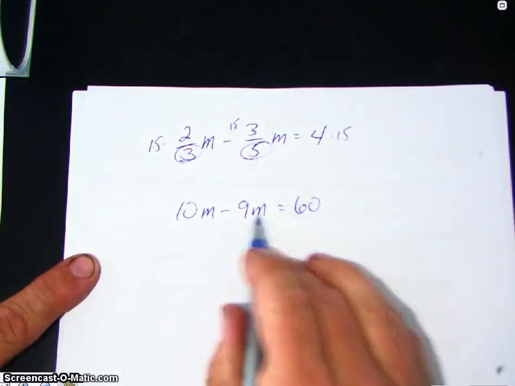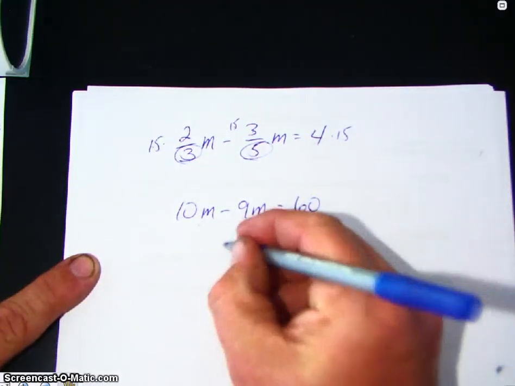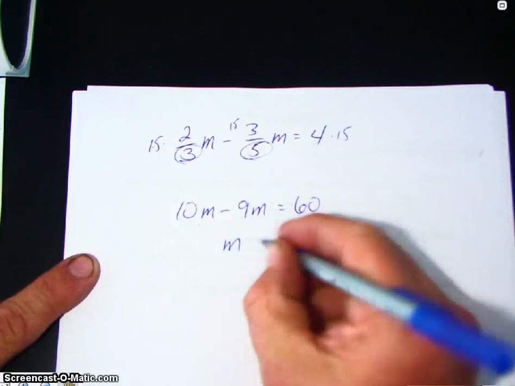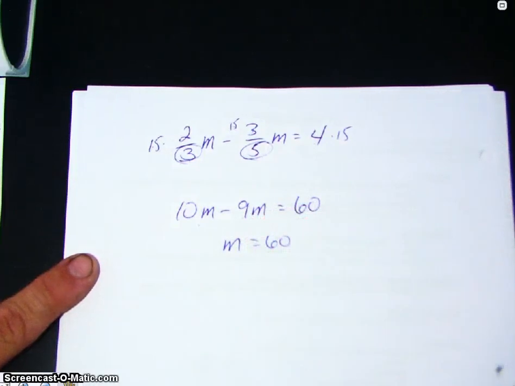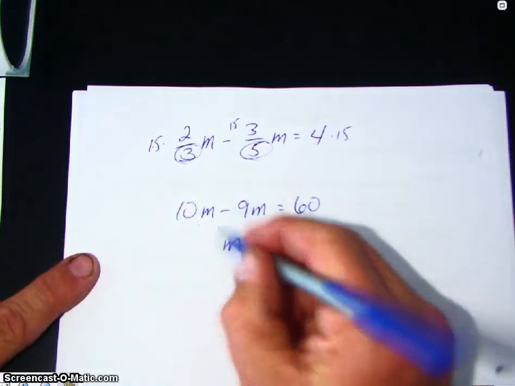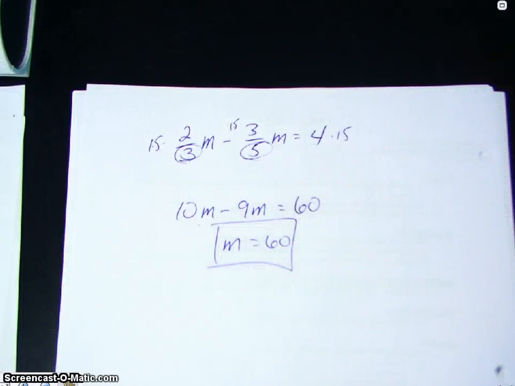Okay, combine like terms, which these are, so I get just 1m, or just m, is equal to 60. And see here, m is all by itself, so we are done solving. You don't have to do any addition, multiplication or division. All right, last example.